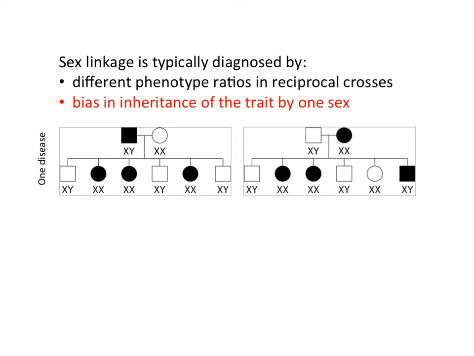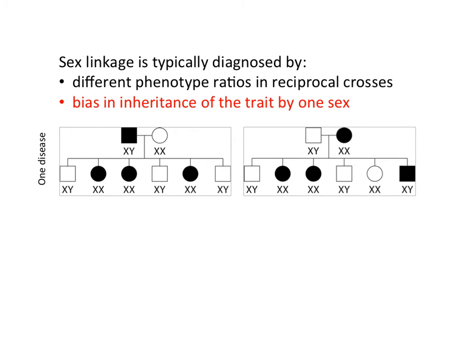So now we're going to shift from talking about inheritance patterns in general, autosomal, that is, genes that are linked to chromosomes 1, 2, 3, 4, etc., 22. Now we're going to talk about the X chromosome. There are 2 ways that you identify autosomal versus X-linked traits. One is a bias in inheritance of the trait by one sex.